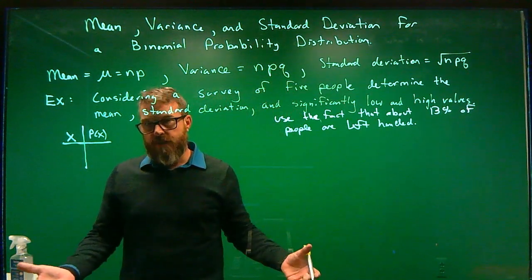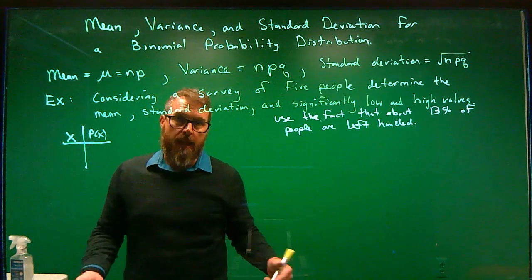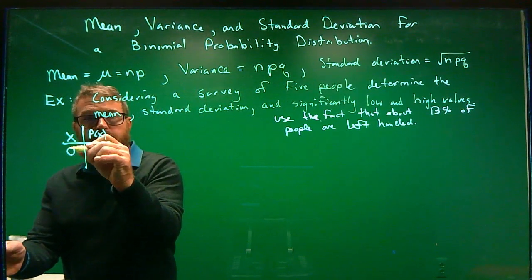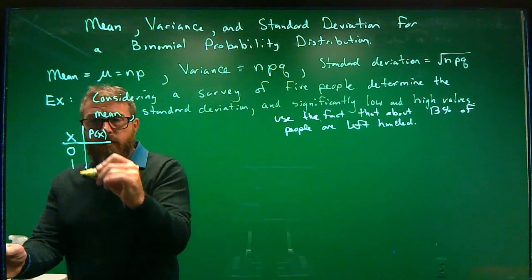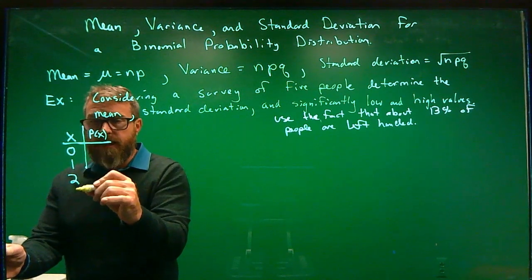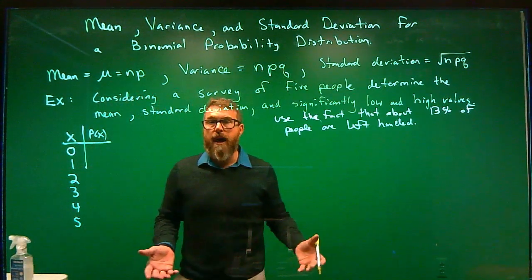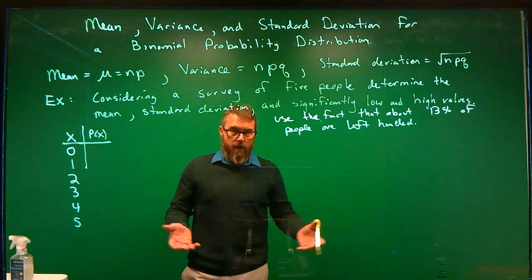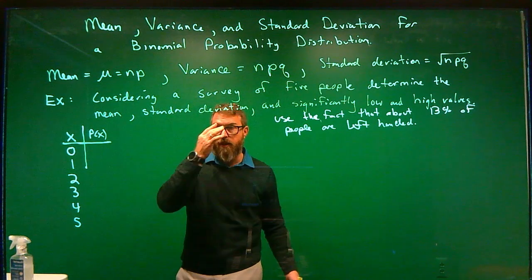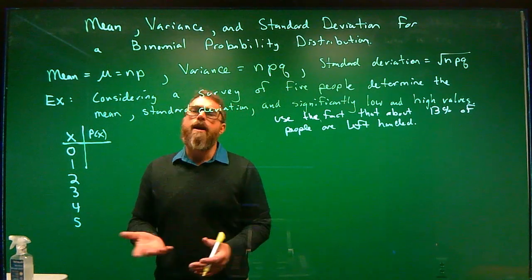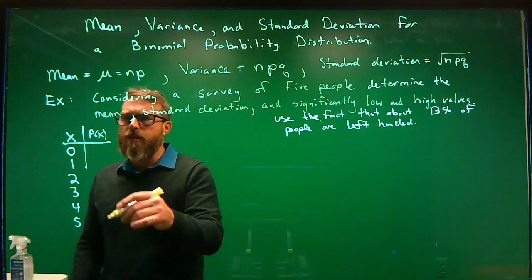Since I have 5 students in my class, the number of people that can be left-handed could be 0, 1, 2, 3, 4, or 5. I'm only going to 5 because most of your classes are going to be like 20 to 30 students, so this list can go all the way up to 20 or 30. But let's just assume I have 5 in the class for now, just to make the calculations easier.